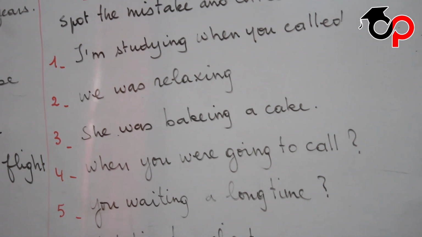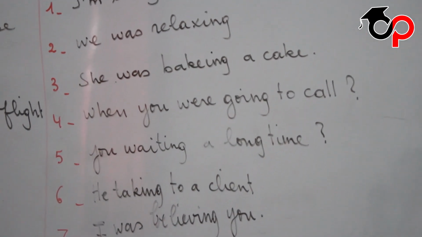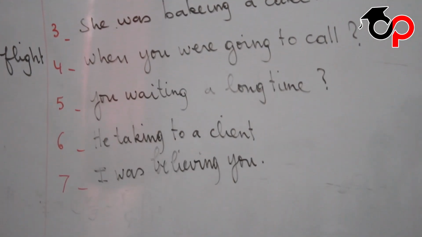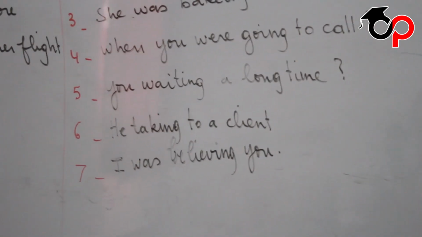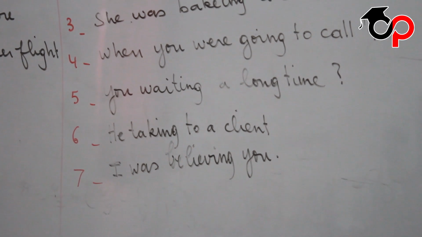In sentence number 4, when you were going to call, as you may see at the end we have a question mark, yes. And what did we say about the interrogative form? We said that we change the word order, that is the subject and the auxiliary to be. So what shall we say? When, good, that's it. When were you going to call? When were you going to call?